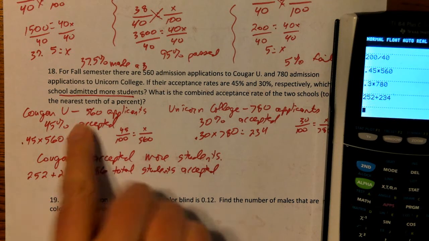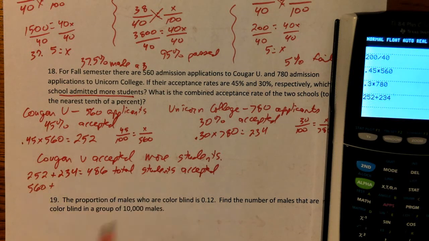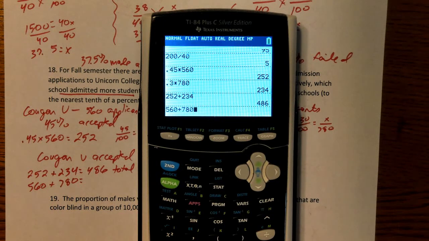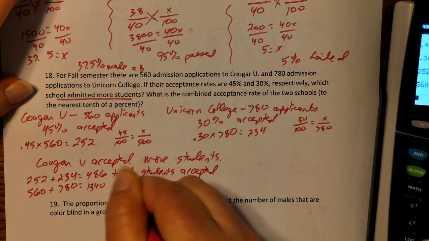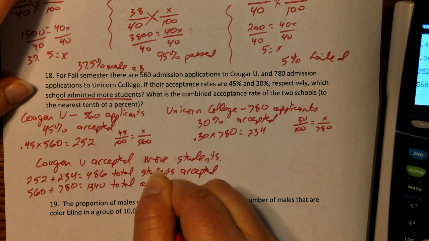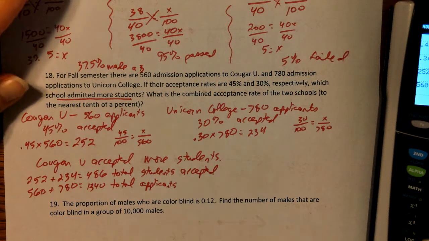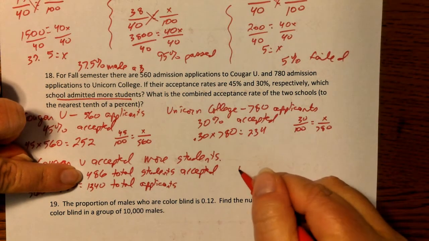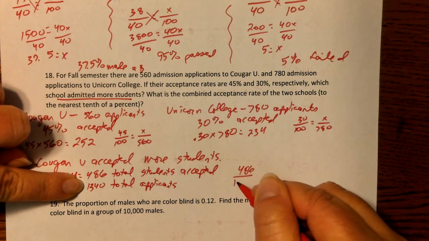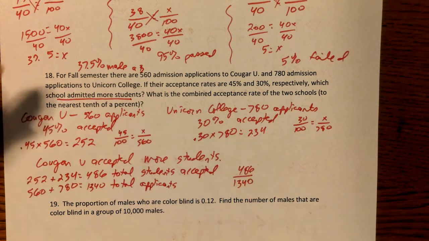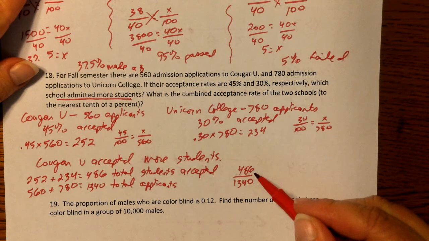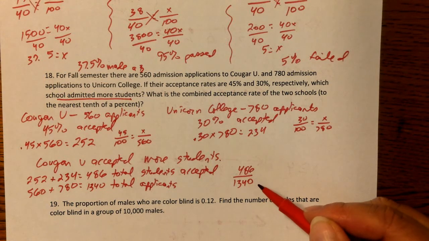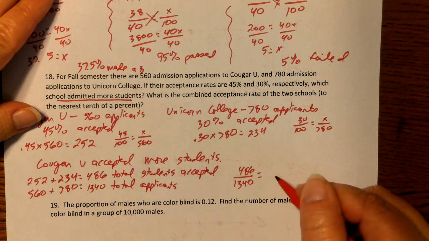Okay? There were 560 applicants at one school, 780 at the other, for a grand total of 1,340 total applicants. So between the two schools, 486 out of 1,340 people got in. Now, some got into Cougar U and some got into Unicorn College, but 486 out of 1,340 students got in somewhere. We want to convert that to a percent.